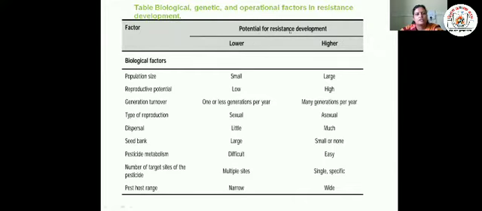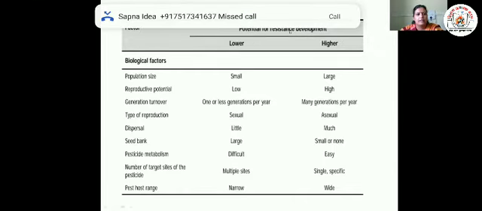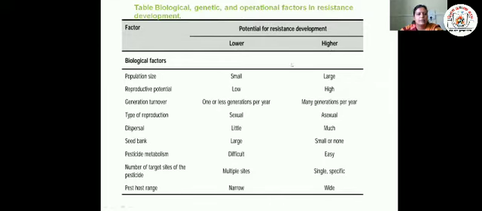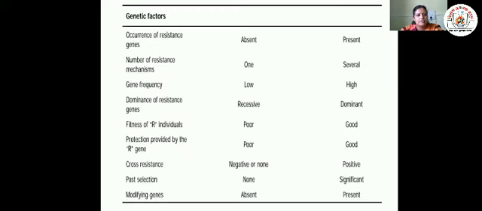Lower potential for resistance development. If population size is large, then there is a higher potential for resistance development. Likewise, these are the factors: reproductive potential, generation turnover, type of reproduction, dispersal, seed bank, pesticide metabolism, number of target sites of pesticide, then pest host range. This is also the genetic factor.